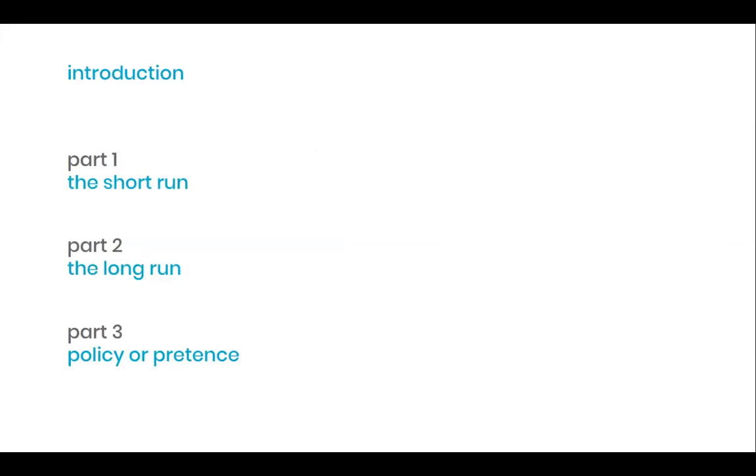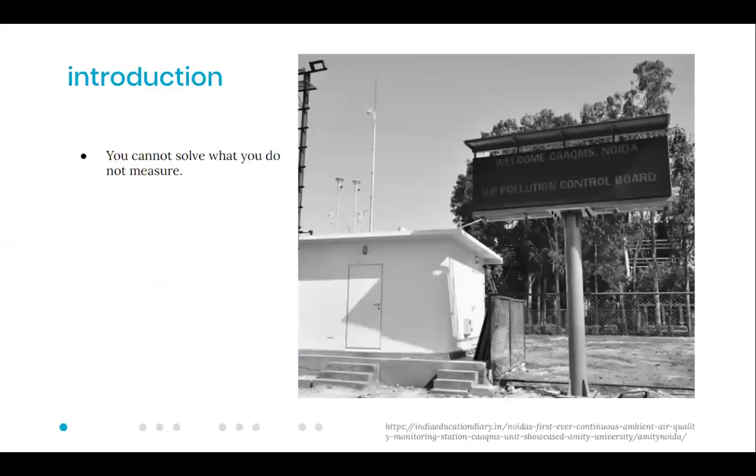So he starts off with an introduction to this situation in India right now. Then in part 1, he talks about the short run, which is the short-term consequences and effects of air pollution in India. In part 2, he looks at the long run, where they use computational models to predict what could happen based on the current climate scenario. And part 3 basically deals with government policy and why it's been so ineffective in India so far.